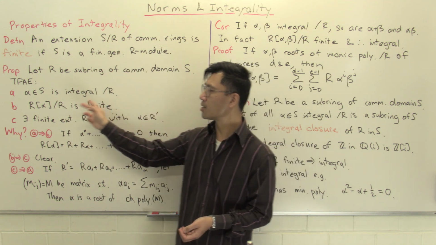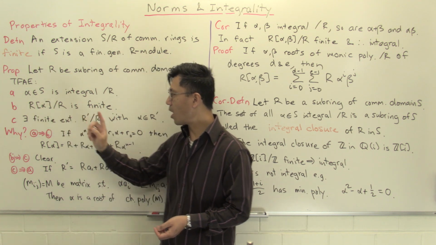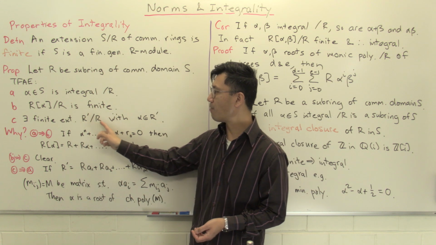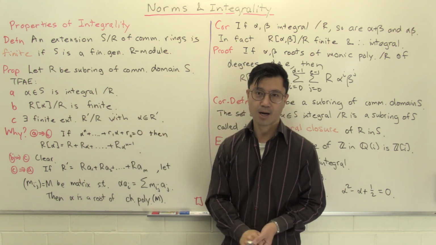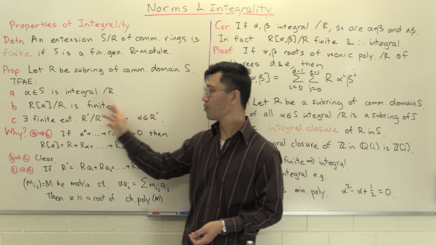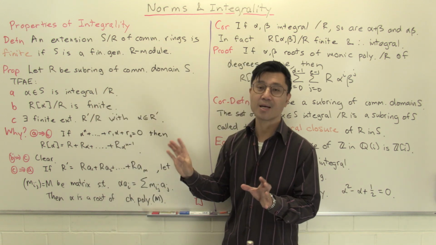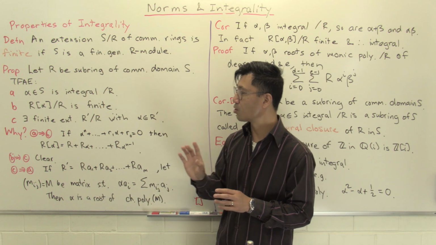The third condition is that rather than looking at R[alpha] over R, you have any finite extension of commutative rings, R prime over R, where alpha is inside R prime. And if you have this condition, this is also equivalent to the others. So let me tell you basically why this is true. Okay, it's not too difficult.